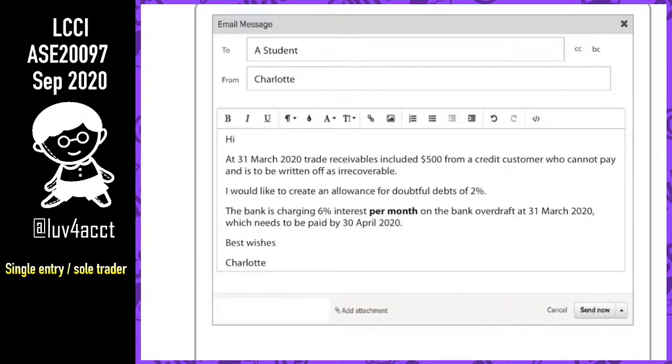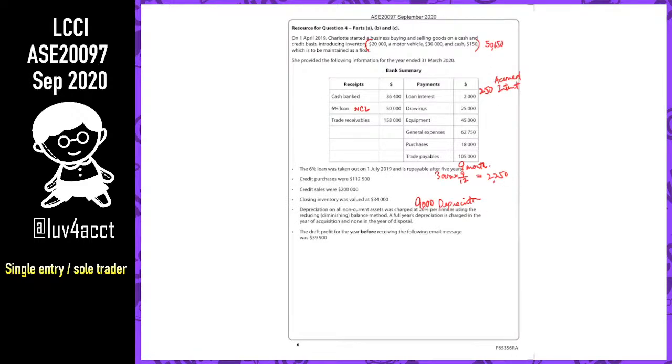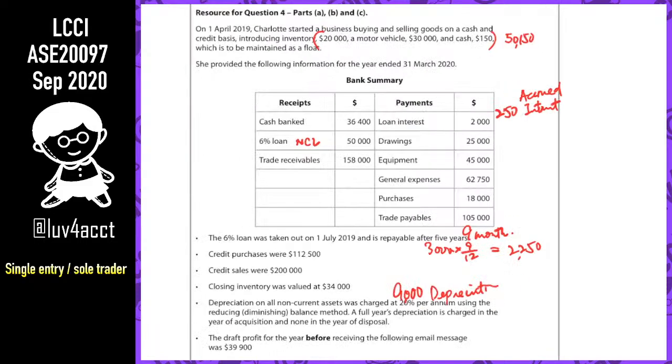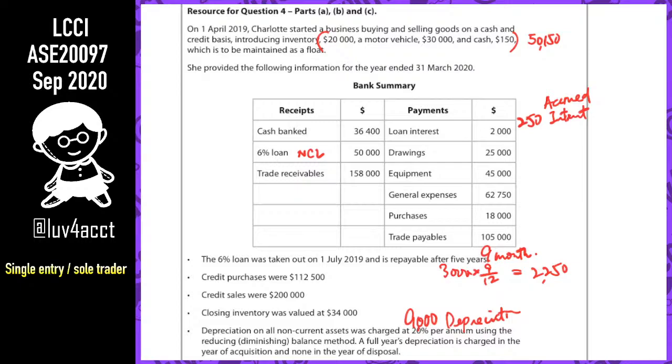So we do not know. We only have one year, and it is charging 6% per month. So we have to assume that the overdraft only appears in the last month of the year. I don't know, I guess so. If it is like this.